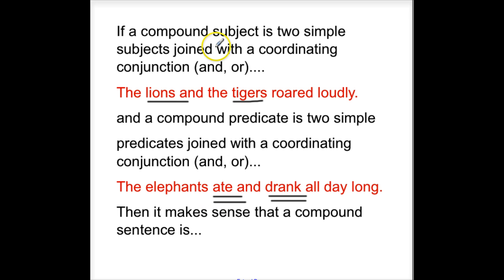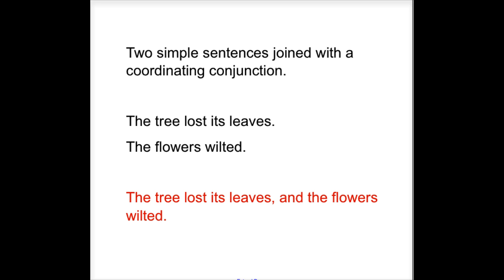So if a compound subject is two simple subjects joined with a coordinating conjunction, and a compound predicate is two simple predicates joined with a coordinating conjunction, then it makes sense that a compound sentence is two simple sentences joined with a coordinating conjunction. So a simple sentence like, the tree lost its leaves. Here's my simple subject. My simple subject is tree. My simple predicate is lost.